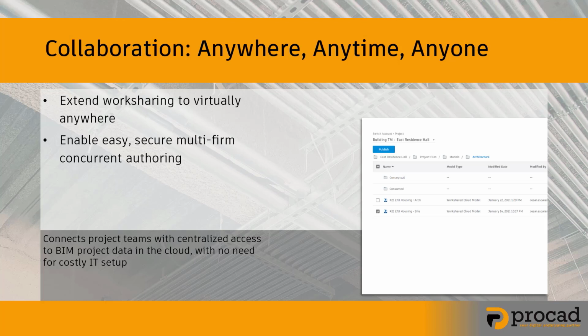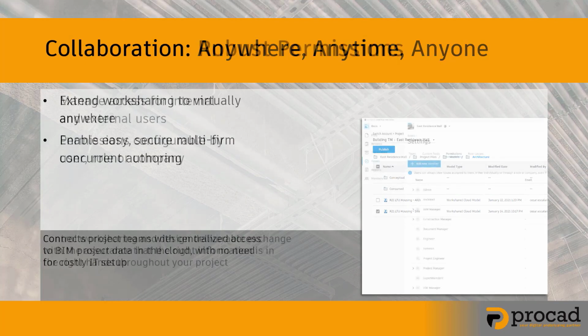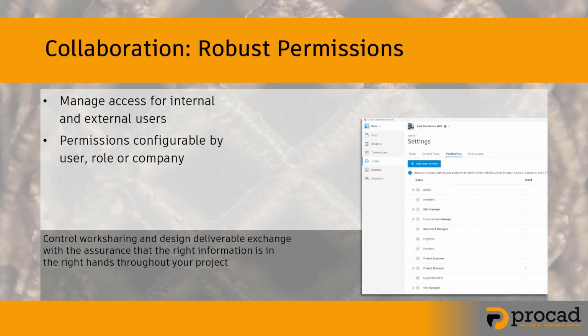This gives you the ability to extend worksharing to project teams in any location while centralizing efforts of distributed teams. You can also better allocate resources and assign the best team members with the most relevant skill sets to each project. If your concern is security, BIM Collaborate Pro gives you a great deal of flexibility to control who has access to your design data.